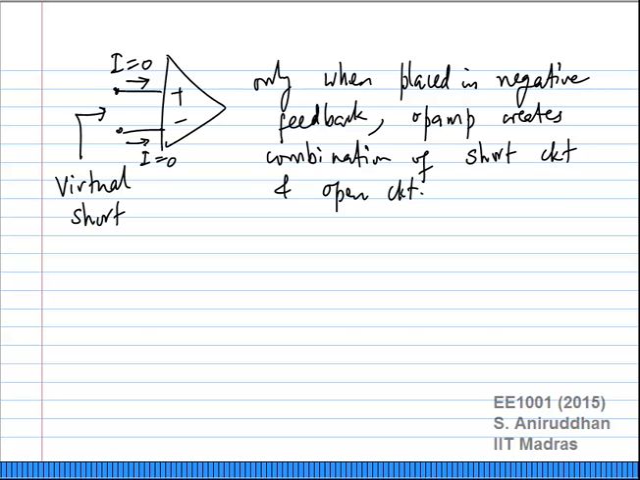So this is often called a virtual short, and sometimes if one of the inputs of the op amp is actually connected to ground, you may also hear people talking about a virtual ground. There are some configurations where one of the input terminals of the op amp is connected to ground, to a reference terminal. So you may also hear it being termed as a virtual ground. People use these terminologies a little bit loosely, but that is fine.